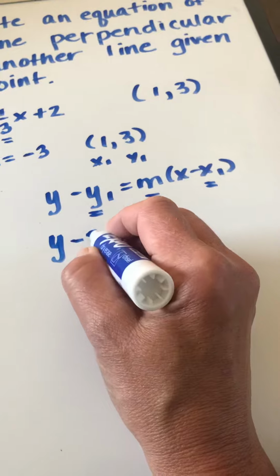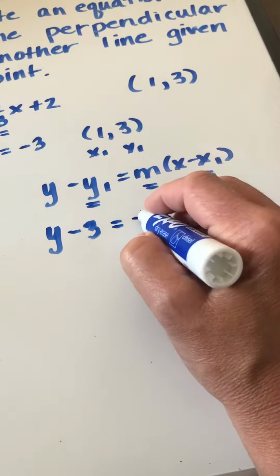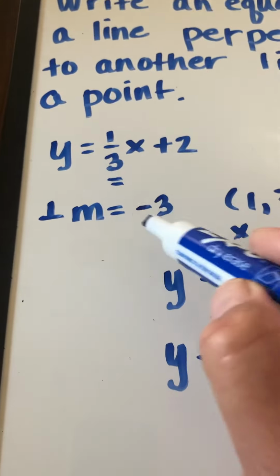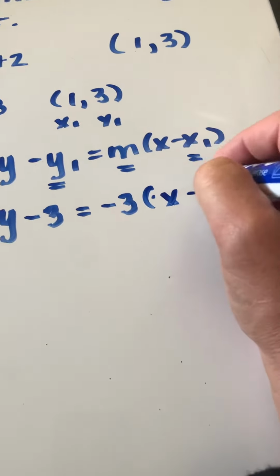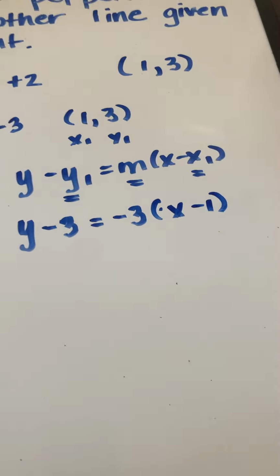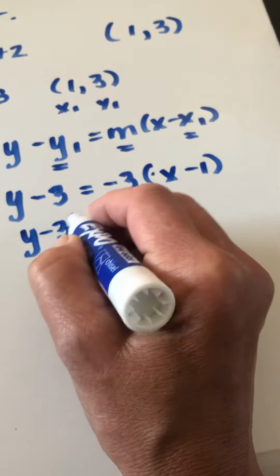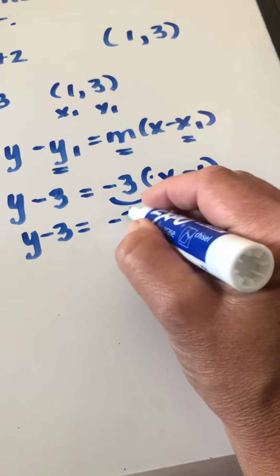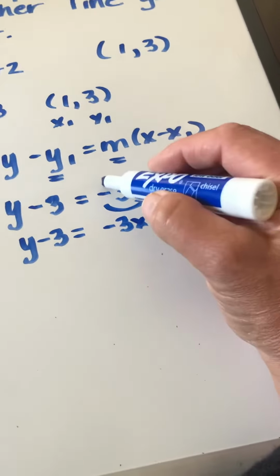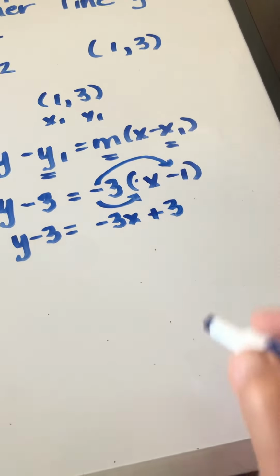y1 is the y point of that ordered pair. The slope is -3, so that goes right here. And remember, that was the opposite sign of this, and it was flipped. And then we have x - 1. All right, so what you need to do right here is the distributive property over here. So this side doesn't change. But watch your signs here. This is a -3 times a positive x, which is a -3x. This is a -3 times a -1, which is a +3.